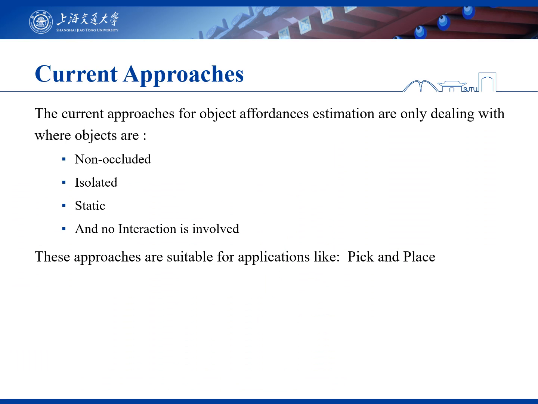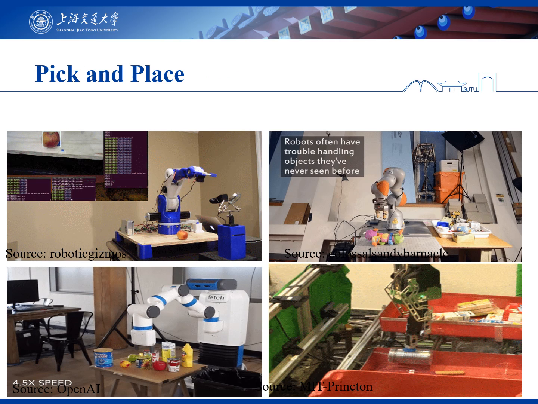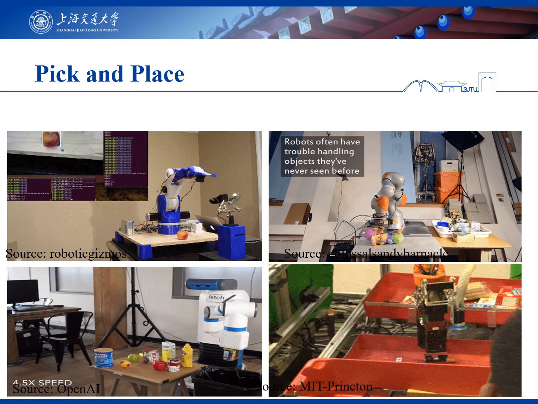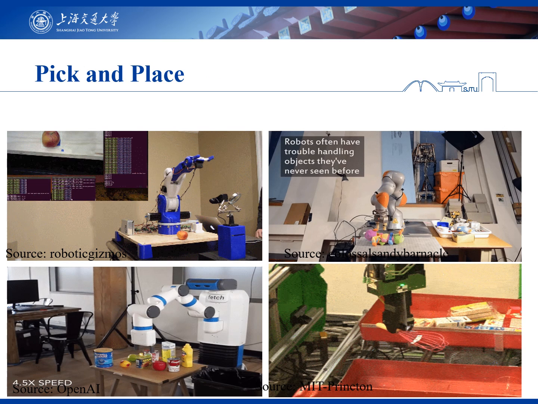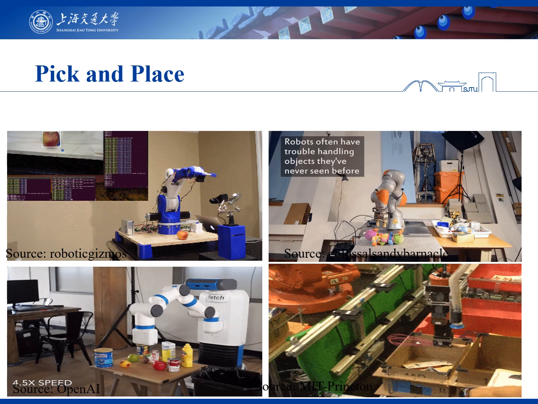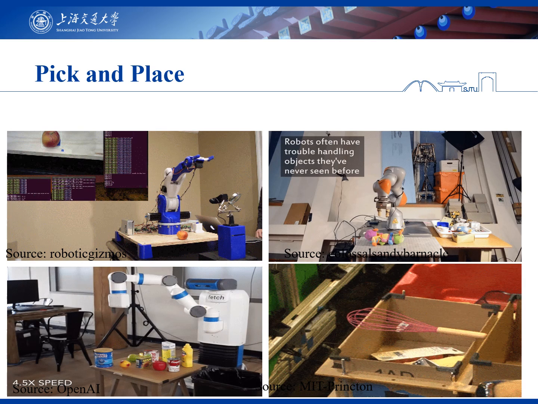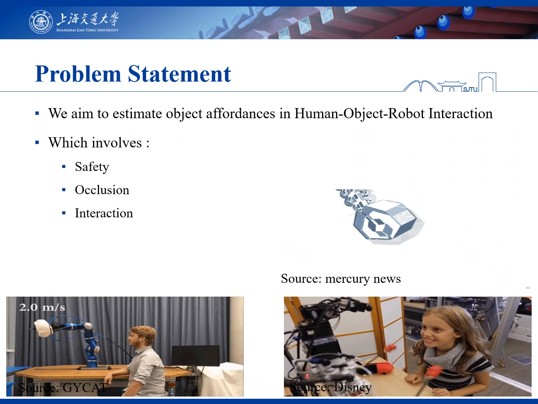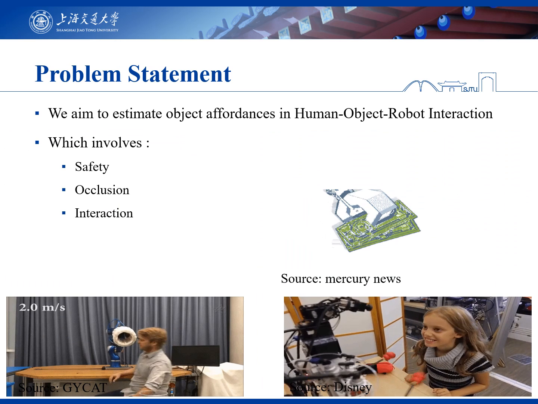Current approaches for object affordance estimation only deal with objects that are non-occluded, isolated, static, and where no interaction is involved. These approaches are suitable for applications like pick and place. These systems miserably fail when objects are occluded and interaction is involved. The main reason behind these failures is that these systems have been trained on ideal data. We target to estimate object affordances in human-object robot interaction scenarios, which involve challenges like safety, occlusion, and interaction.